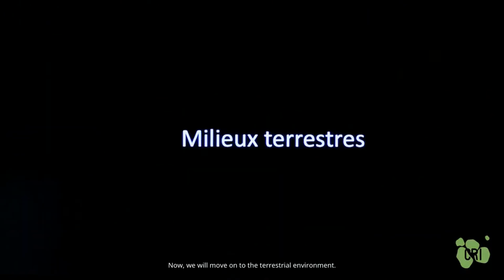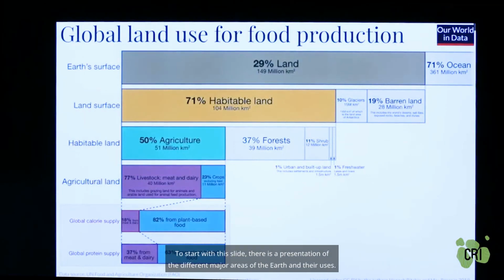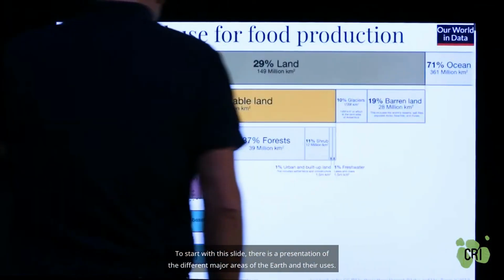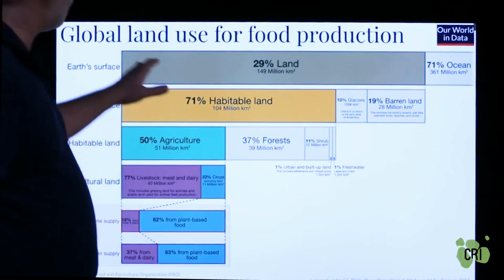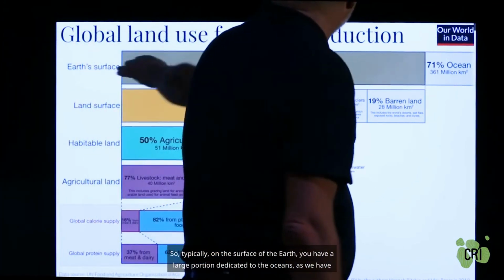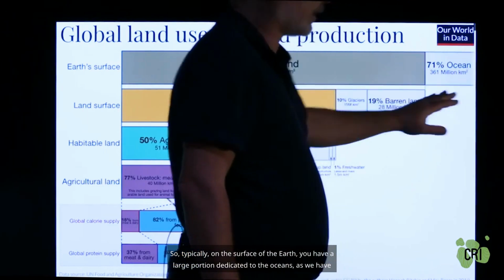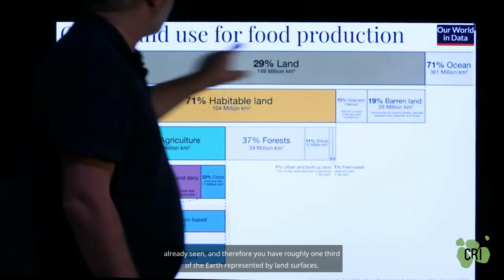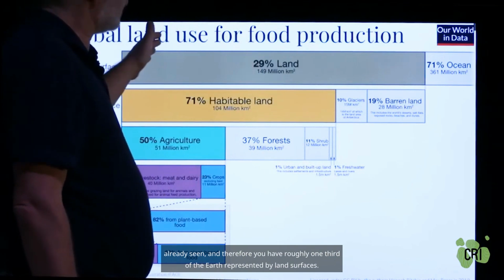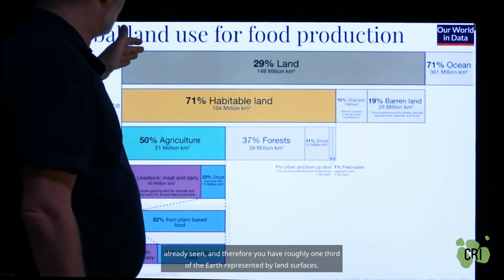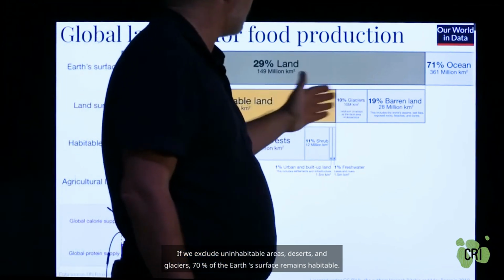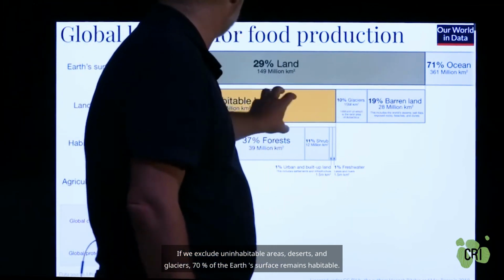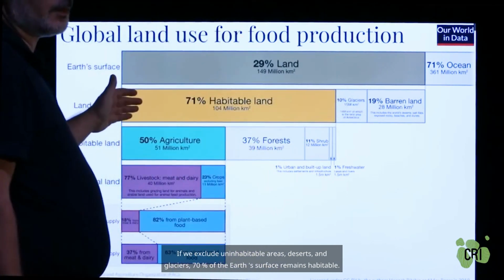Now, we will move on to the terrestrial environment. To start with this slide, there is a presentation of the different major areas of the Earth and their uses. So, typically, on the surface of the Earth, you have a large portion dedicated to the oceans, as we have already seen, and therefore you have roughly 1/3 of the Earth represented by land surfaces. If we exclude uninhabitable areas, deserts and glaciers, 70% of the Earth's surface remains habitable.